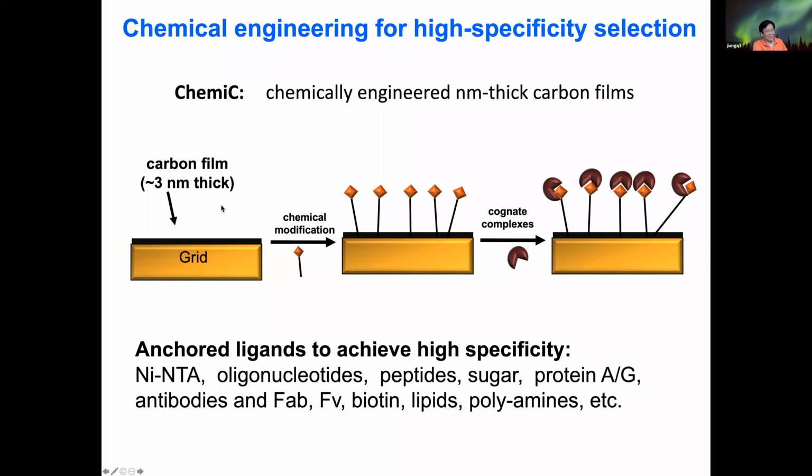So our general idea is that we can use a very thin carbon film to cover the whole grid, and then make the inert carbon film active, which is actually the critical step in this technology. And then we can link different bioactive ligands onto the surface of the carbon film, and use this to selectively enrich biomolecular complexes we are interested in studying. And we have optimized this technology. We can put a large array of different ligands onto this surface.